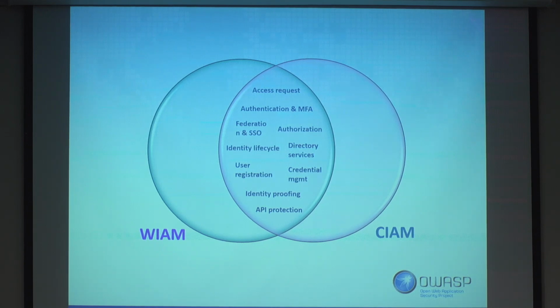And then what do they have? They both have authorization, that's who can access what data under what conditions, right? It's more important on the WIAM side, right? And for the CIAM side, you can only access your own data, right? You cannot access other things.